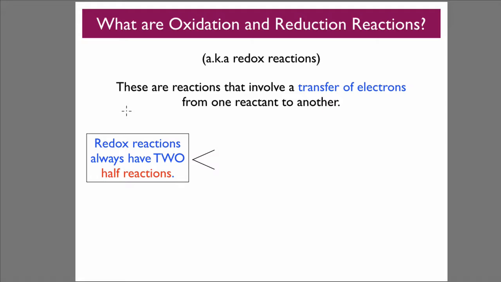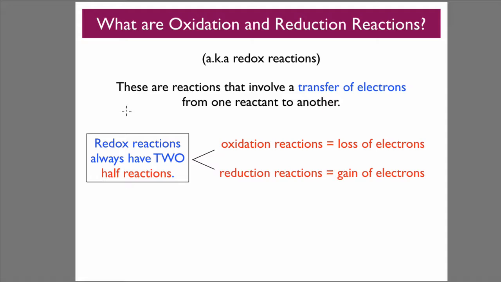So what are oxidation and reduction reactions? Well, these are reactions that involve a transfer of electrons from one reactant to another. Redox reactions always have two half reactions: the oxidation reaction, which is the loss of electrons, and the reduction reaction, with the gain of electrons.